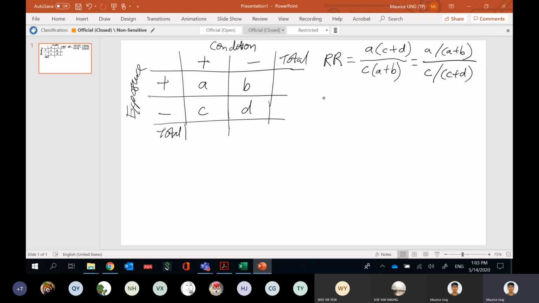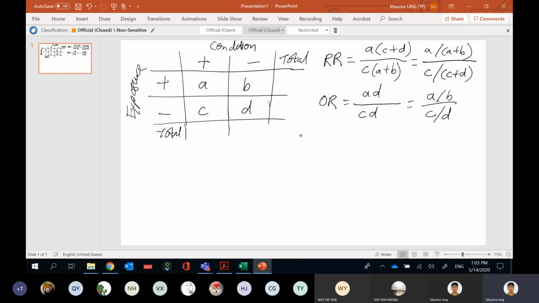Now for odds ratio, what will be the formula? AD over CB. So it's essentially, if you do it my way, A over B divided by C over D. There are a few rules of thumb that I want you to take note of.